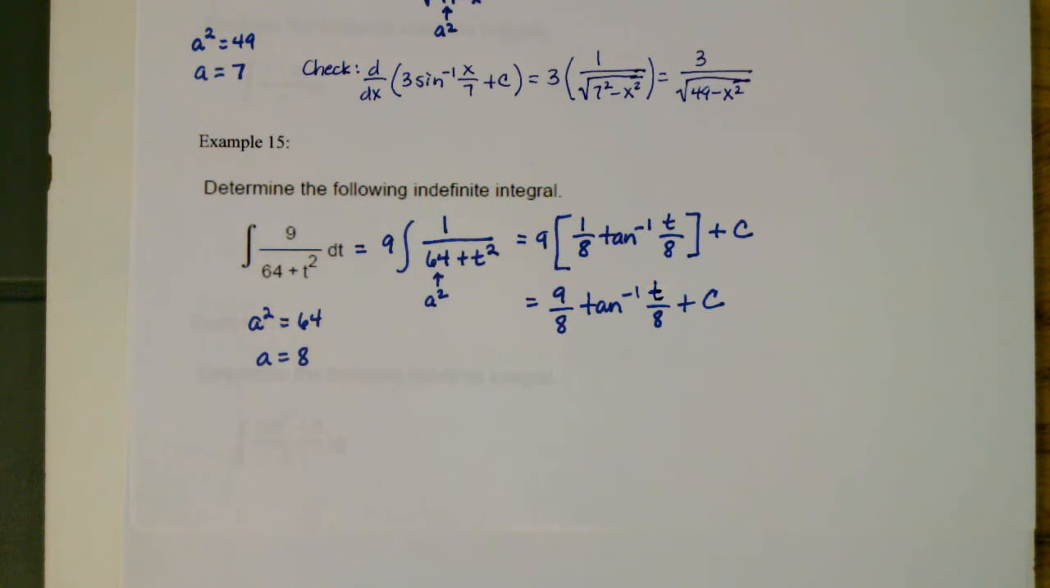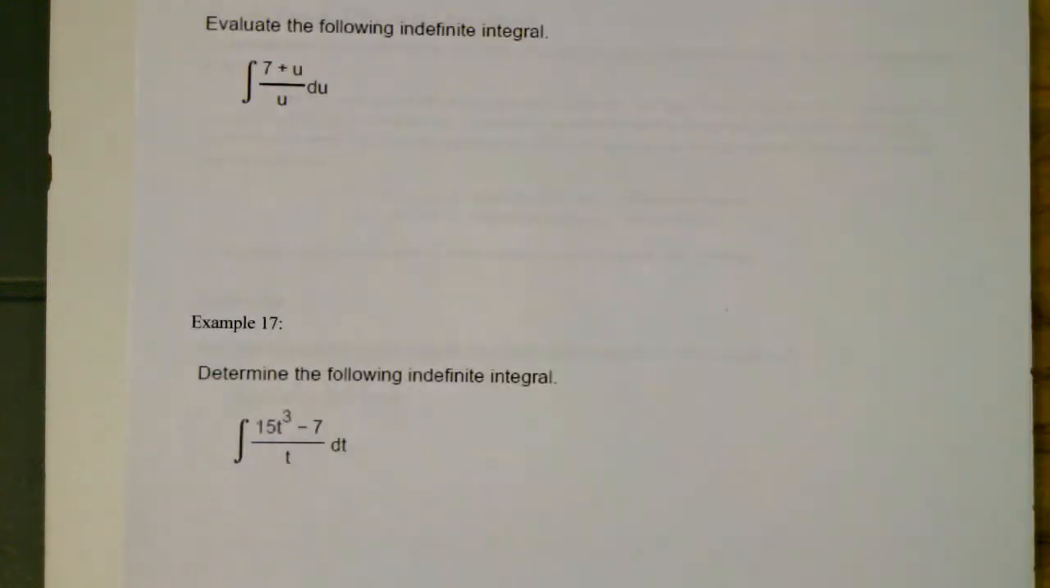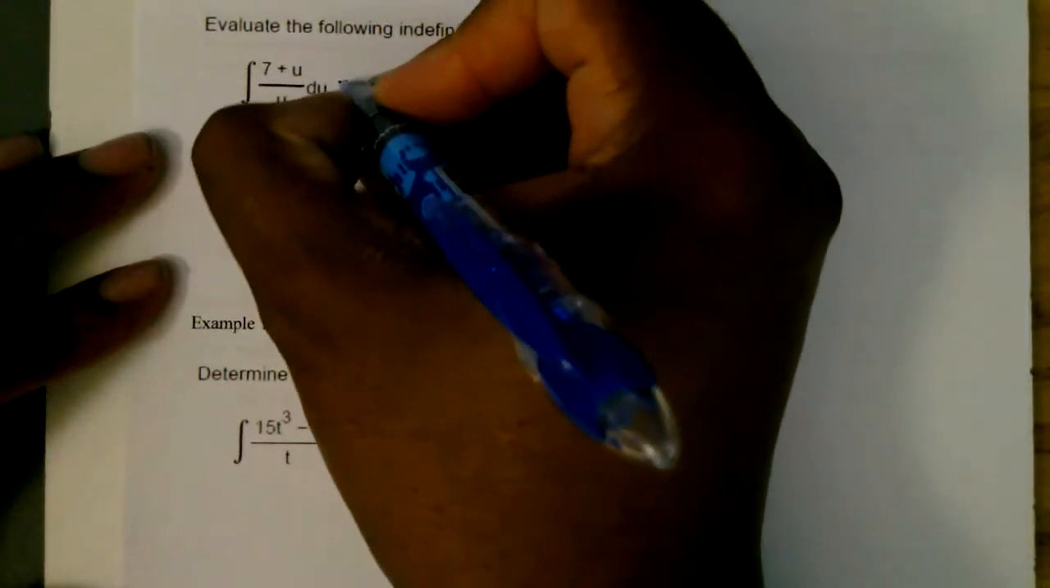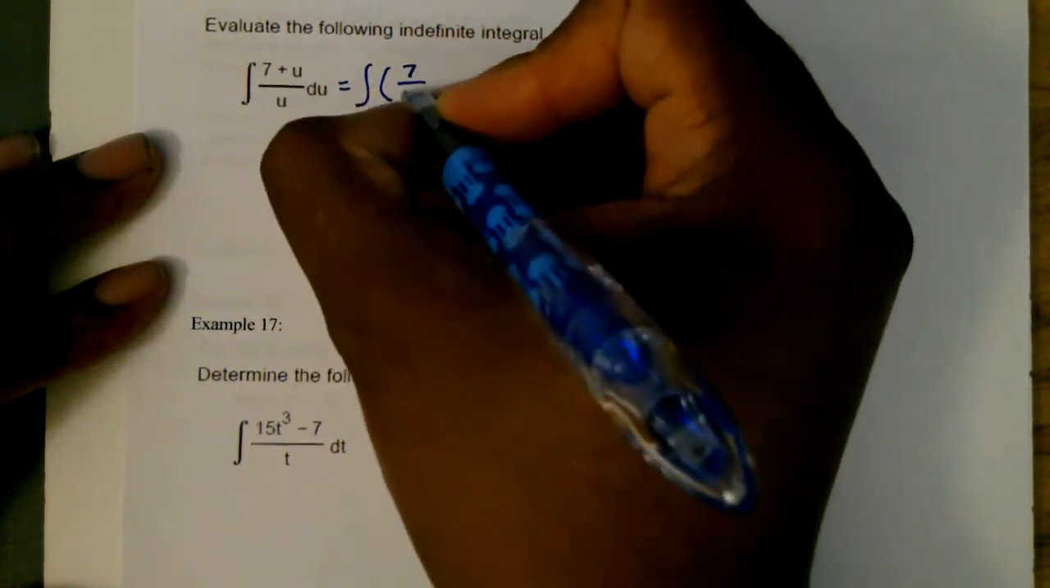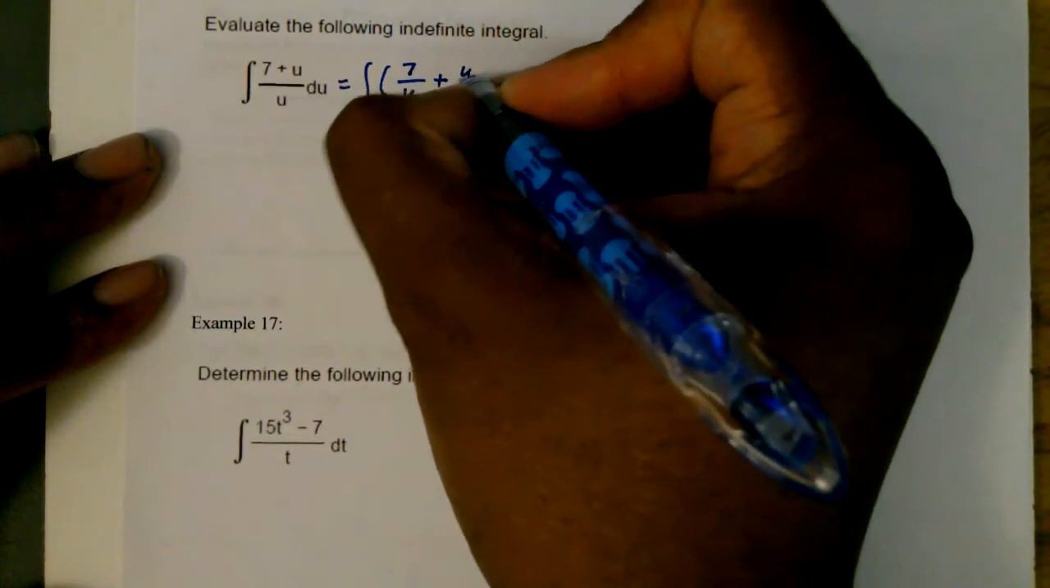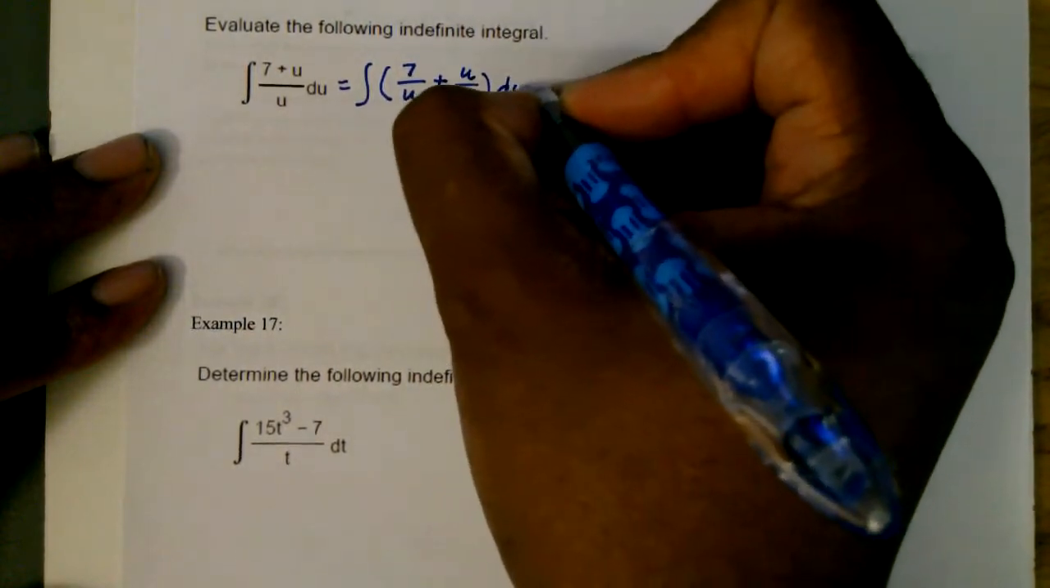All right, let's look at example 16 on the next page. In this case here, we're going to evaluate the following indefinite integral. Let's say we got the integral of 7 plus u divided by u, du. Okay, what I'm going to do here is break this up into 2 parts. I'm going to divide 7 by u, and u will be divided by u. So this will be the integral of 7 over u plus u divided by u du.